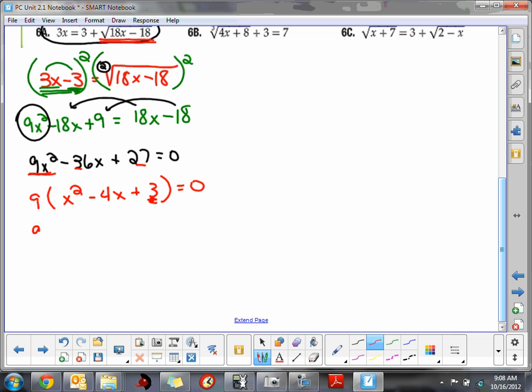And in my mind, I'm thinking of a couple of factors right away. The only factors of 3 are 3 and 1. The signs have to be the same. They both have to be negative. So (x minus 1)(x minus 3) equals 0.